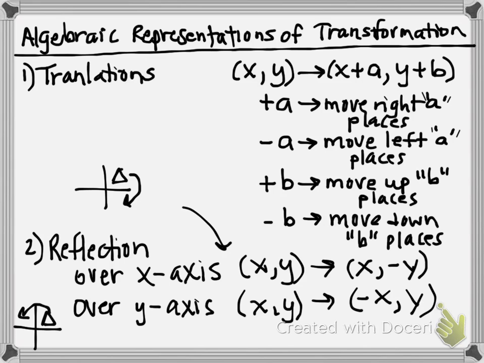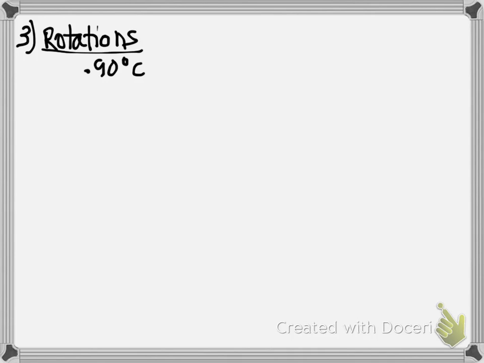So then the next one is the rotations, and that's the one that really I think these algebraic representations help the best. And there's only 3 rotations that you guys actually need to focus in on. So with rotations, there is a 90-degree clockwise. Now that actually does describe a second rotation.